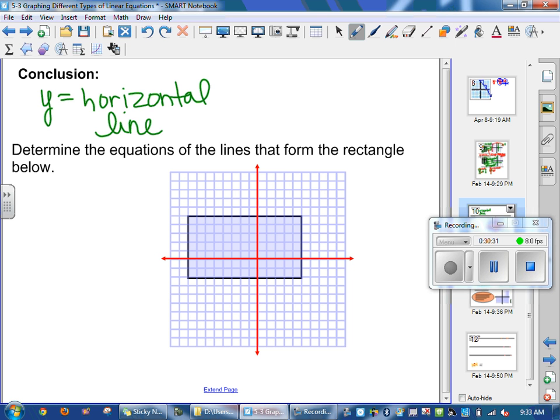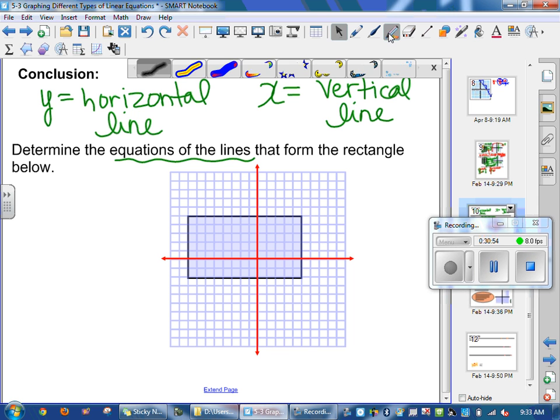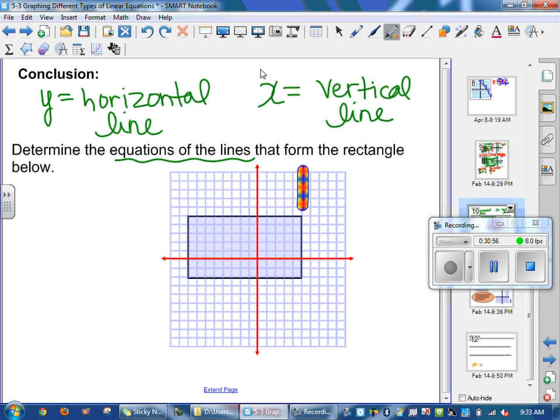This question says we have a rectangle on our graph. It wants the equations of the lines that made the rectangle. I'll outline this for you. I've got a vertical line going here, and I've got a vertical line going there. So that means I'm going to have two vertical equations. My vertical line equations are going to start with which letter? X. So I know this one right here is going to be an x equals line, and this one's going to be an x equals line.